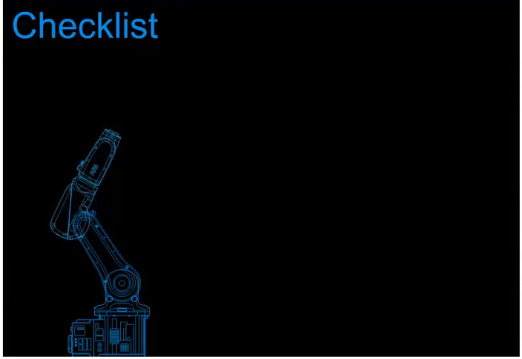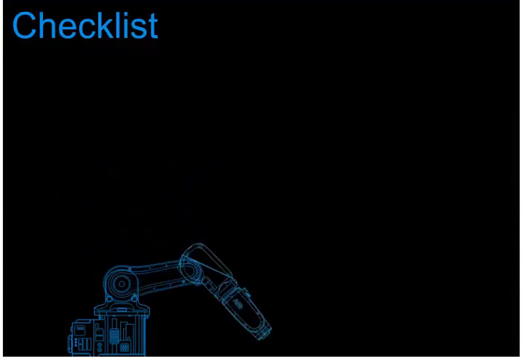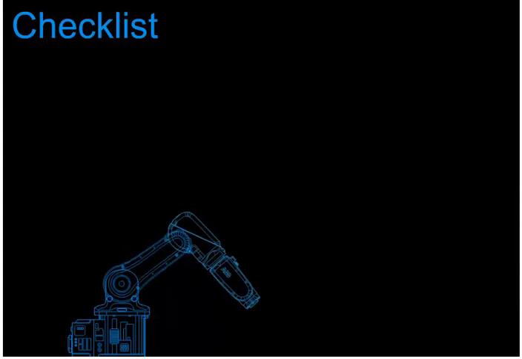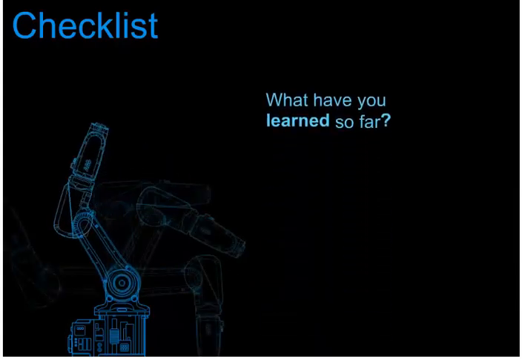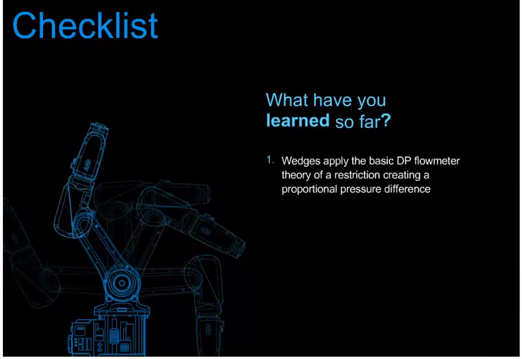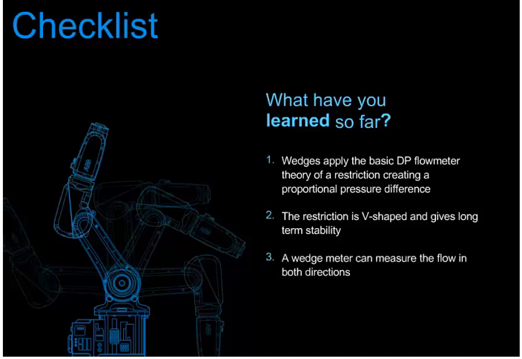Let's summarize everything in a checklist before moving on to other topics. So, what have you learned so far? Wedges apply the basic dP flow meter theory of a restriction creating a proportional pressure difference. The restriction is V-shaped and gives long-term stability. A wedge meter can measure the flow in both directions.